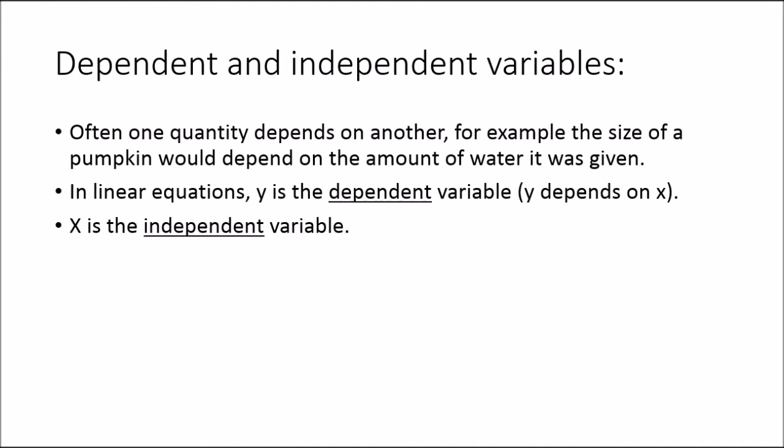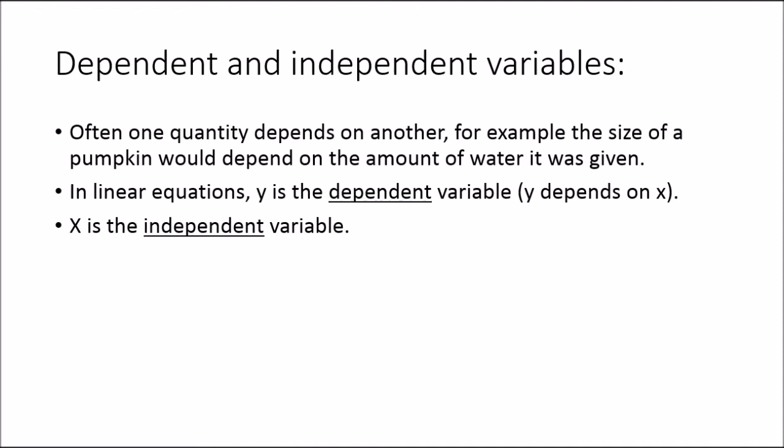So in this case, the dependent variable is the size of the pumpkin because it depends on the water, and the water is what we call an independent variable. Now in linear equations, y is the dependent variable because y always depends on x, and x is the independent variable. Just to be difficult, every so often you're going to come across some things where the one value doesn't really depend on the other one more than the opposite way around.